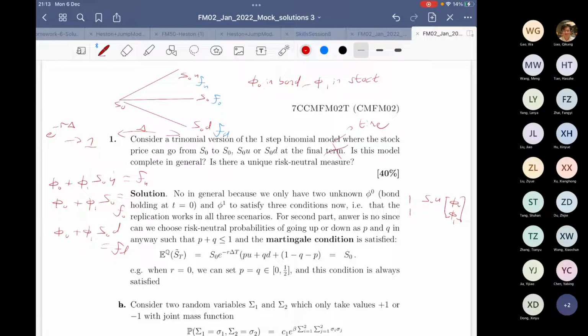So what S is, is simply S0 and then finally S0D. I guess this is a nicer way of writing it. And then that would have to be equal to the column vector FU, F0, FD.